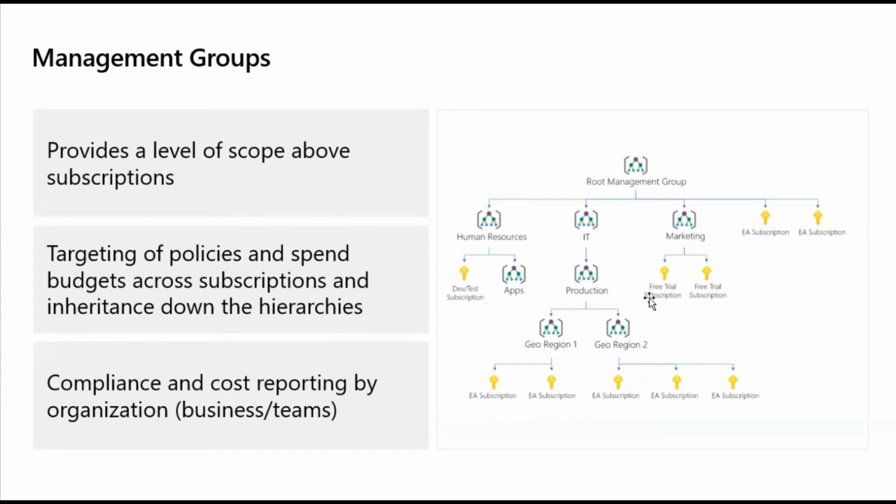Then under the marketing, they have a free trial account. Or under productions, you have Geo Region 1 and Region 2. Under that, you have some subscriptions. So this is kind of like a hierarchical management. It will provide you the details of subscription information. So you can manage in this way.